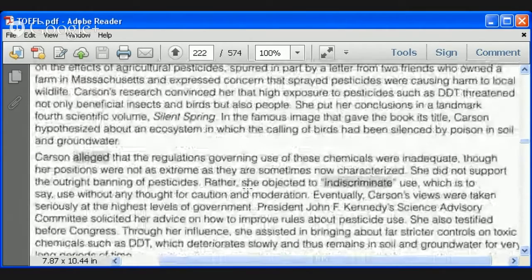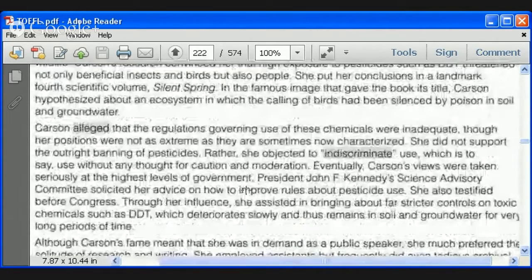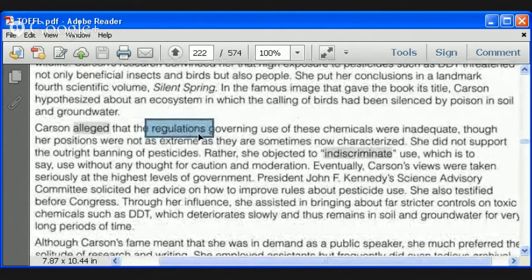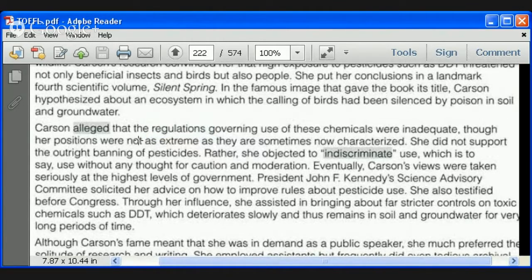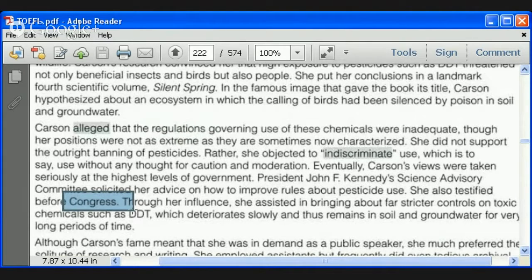Okay, which one was the one that talked about regulations? Here it is. All right. In the first sentence, it mentioned regulations. So there we go. Can you find Congress? I found it. Did you find it? Yeah, committee, under, before Congress. Okay, and there's committee, which is also coming up in the questions. That's right. She also testified before Congress.